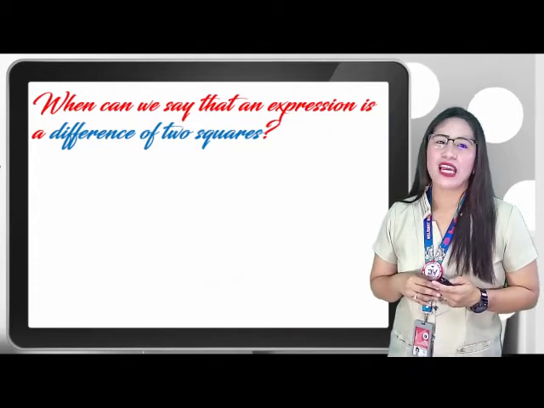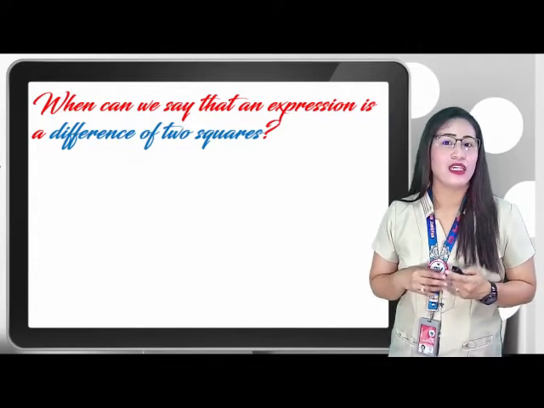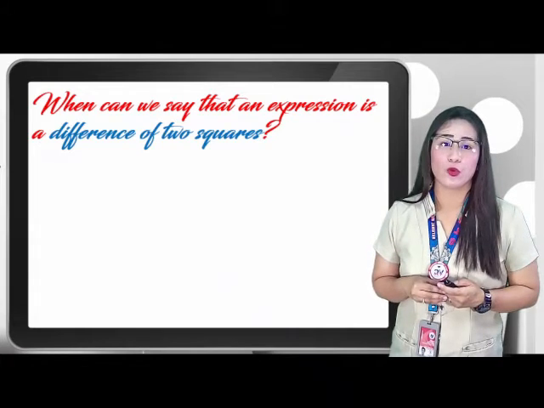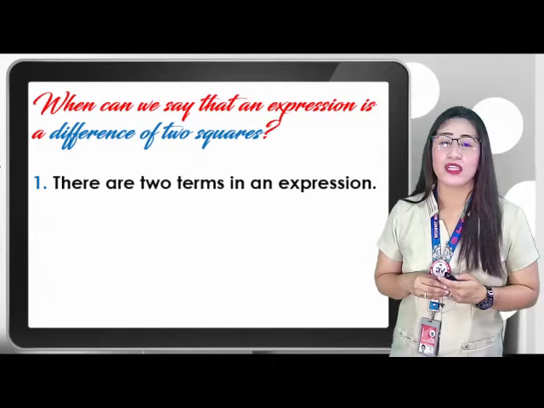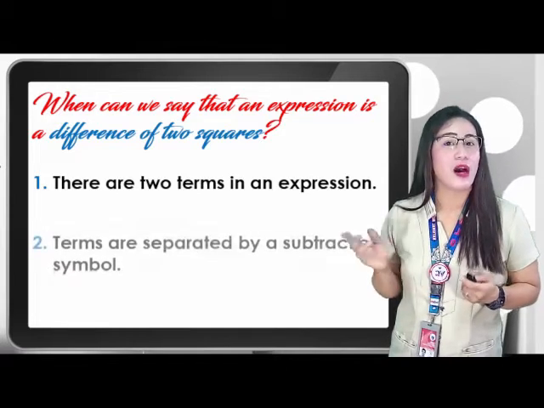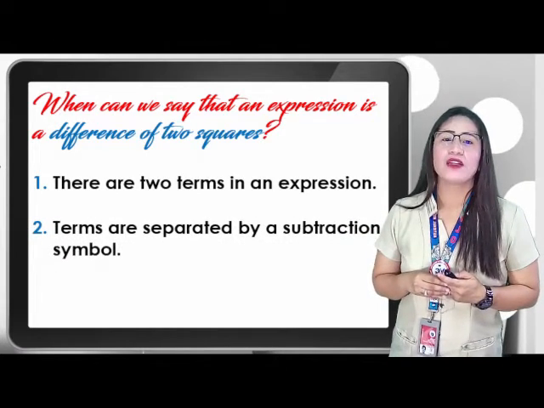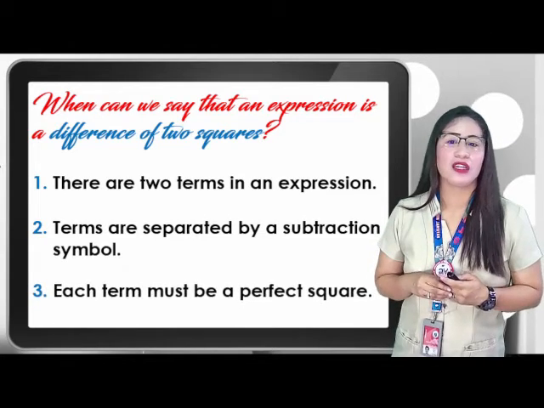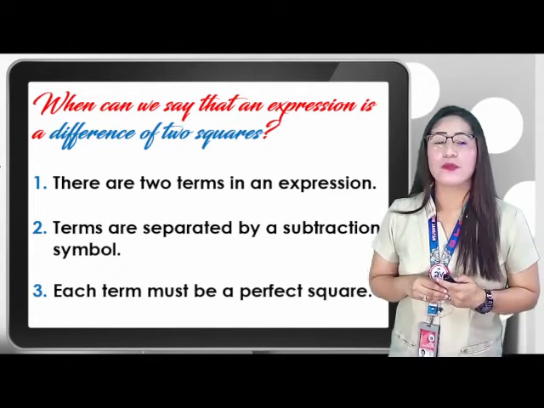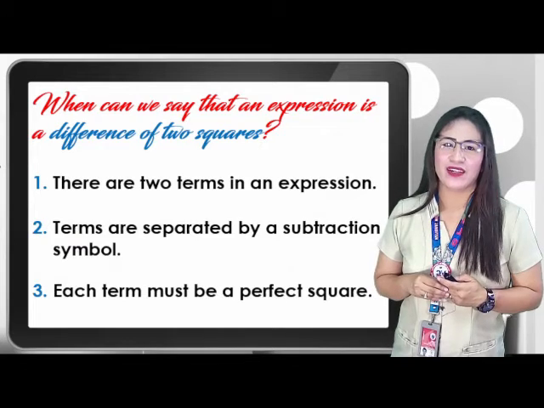When can we say that an expression is a difference of two squares? Number 1, there are two terms in an expression. Number 2, terms are separated by a subtraction symbol. And number 3, each term must be a perfect square.